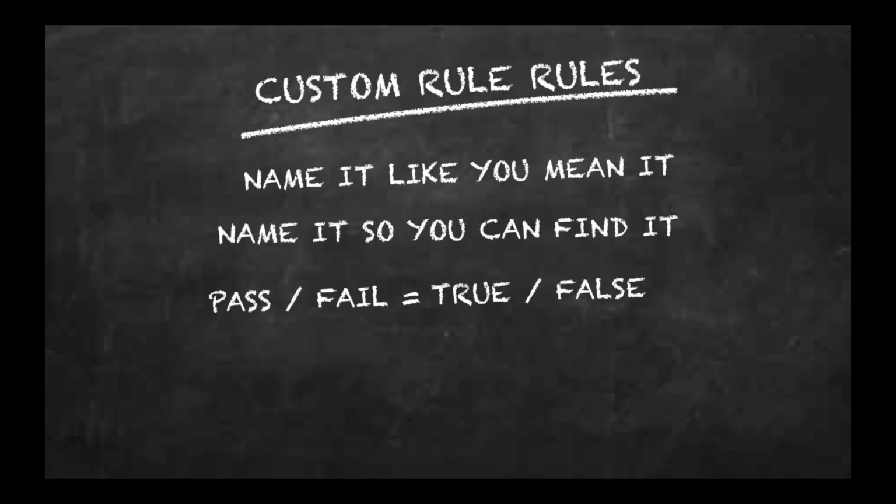All rules must be written to return a value of true or false, corresponding to pass and fail. And the rule code is automatically run against every object of the specified type. So typically no looping structures are required in the rules that you create, unless you're doing something really fancy.